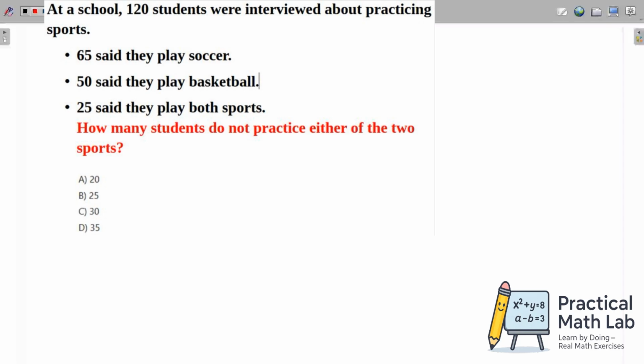Today I'm going to solve a very common set problem that often appears on exams.